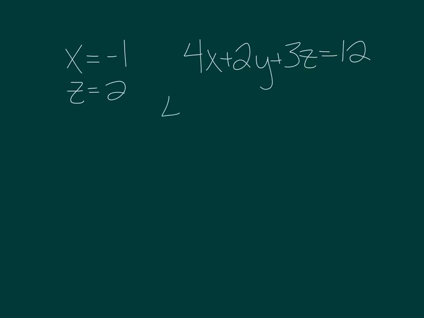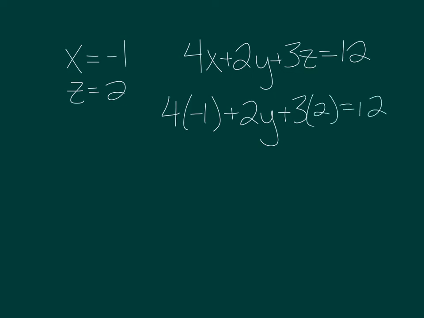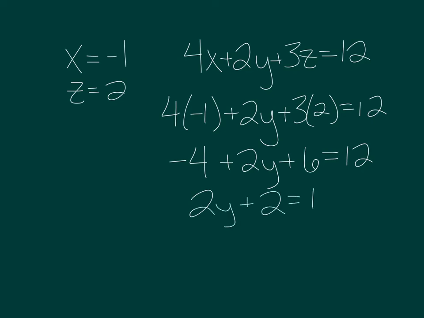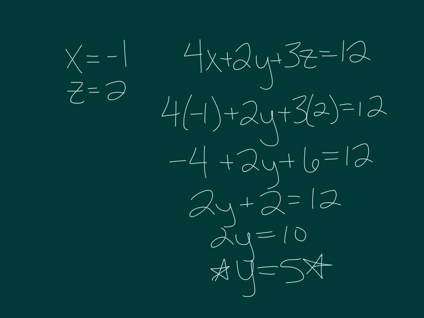Okay, all I do is substitute in for what I already know. I know that x equals negative 1. We don't know y yet, that's what we're solving for. And z is equal to 2. Okay, multiply these out. We have negative 4 plus 2y plus 6 equal to 12. 2y plus 2 equal to 12. 2y equal to 10. And that y is equal to 5. Okay, this is the last part of my three-part solution. And the ordered triple that solves the system is negative 1, 5, 2.